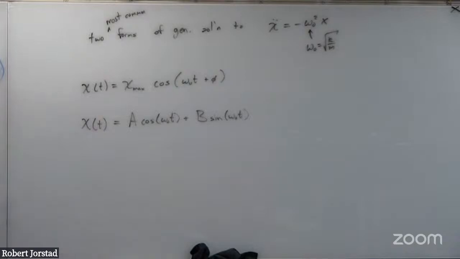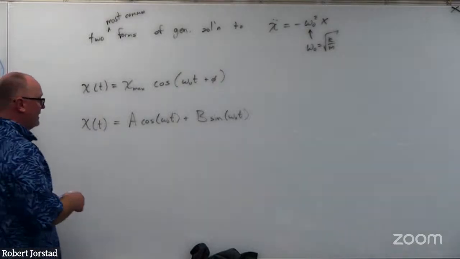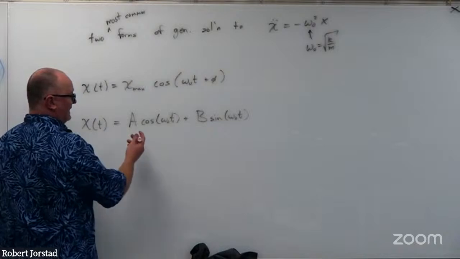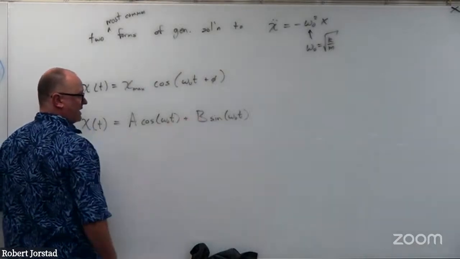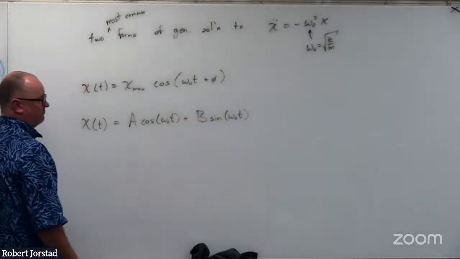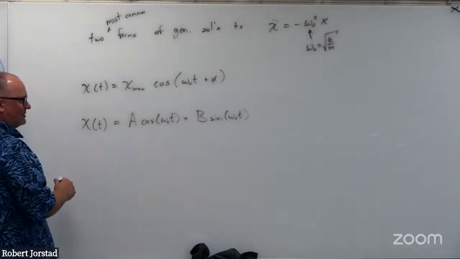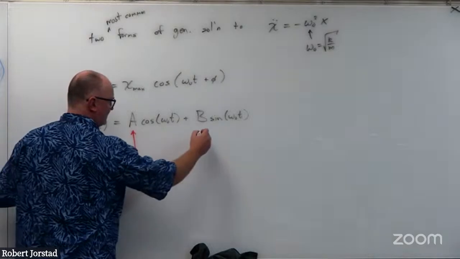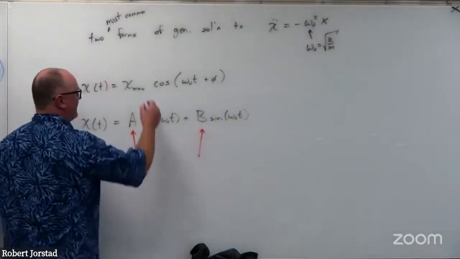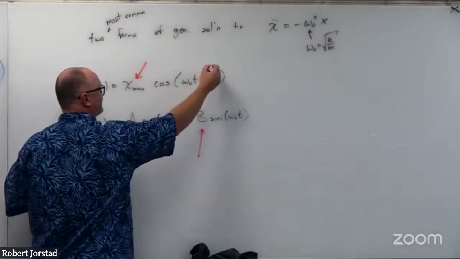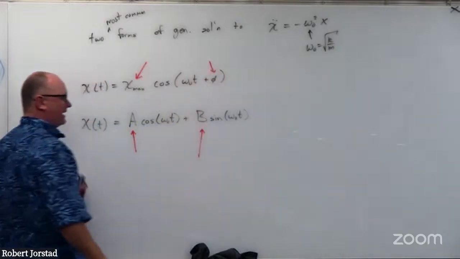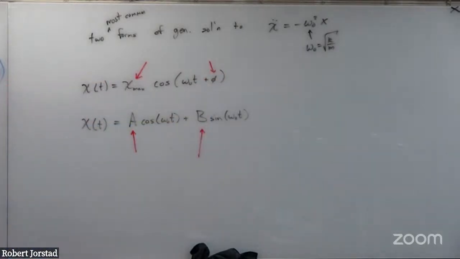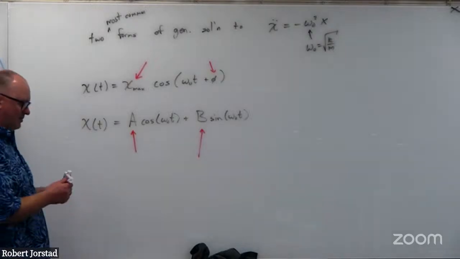So I just want to point out a linear combination of sine and cosine will produce a correct solution, right? And there's a relationship between the constants a and b and the constants x max and phi. I derived it once and made a spreadsheet. I don't know where that is. If I find it, I'll give it to you, but it's not really that important.